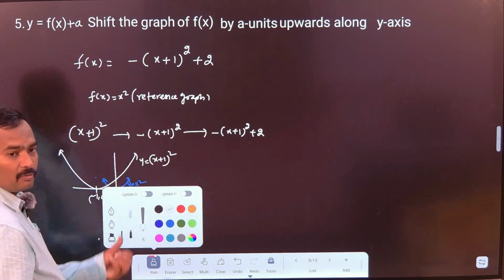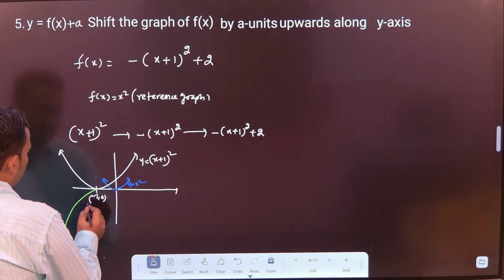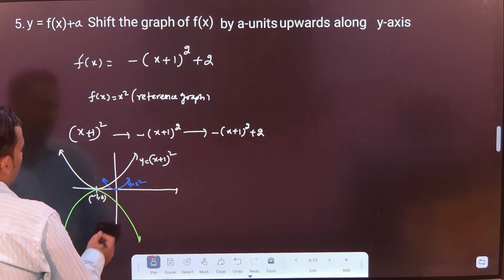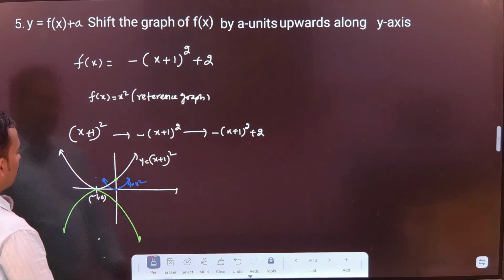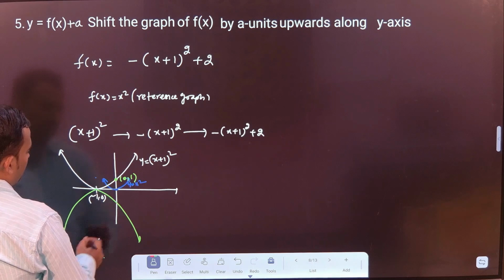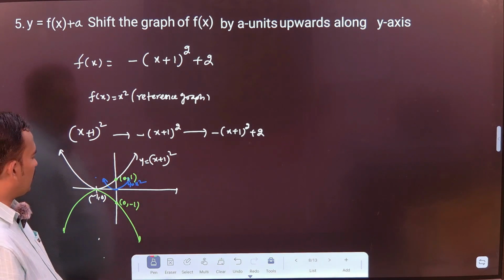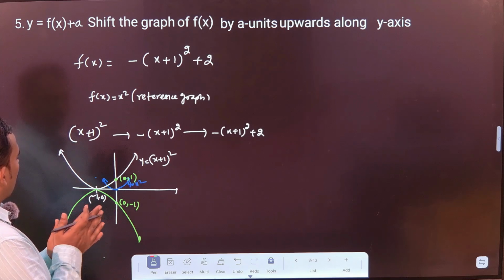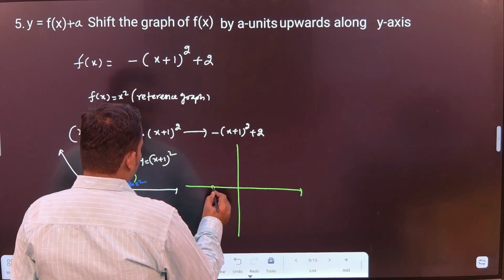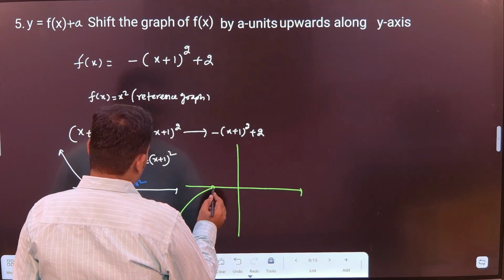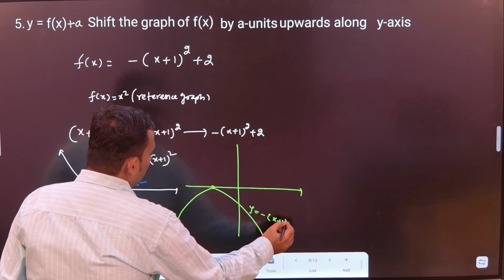Then how to draw the graph of minus (x plus 1) whole square? With the minus, you can just flip it down, right? What is the y-intercept here? Put x is 0, we get 0 comma 1. Okay, this should be 0 comma minus 1, right? This is minus (x plus 1) whole square. Okay, now you can see your graph will be like this. So y is equal to minus (x plus 1) whole square.